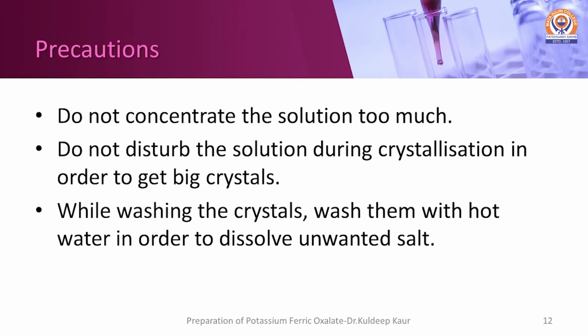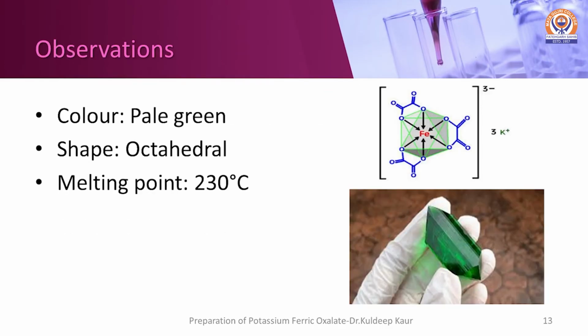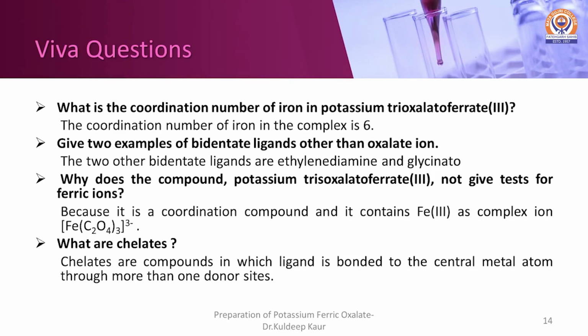The precautions which need to be taken during this experiment include: do not concentrate the solution too much. Do not disturb the solution during crystallization so that we can have good big crystals. While washing the crystals, wash them with hot water in order to dissolve unwanted salt. The crystals which will be formed will be pale green in color, octahedral in shape, having a melting point of 230 degrees Celsius.